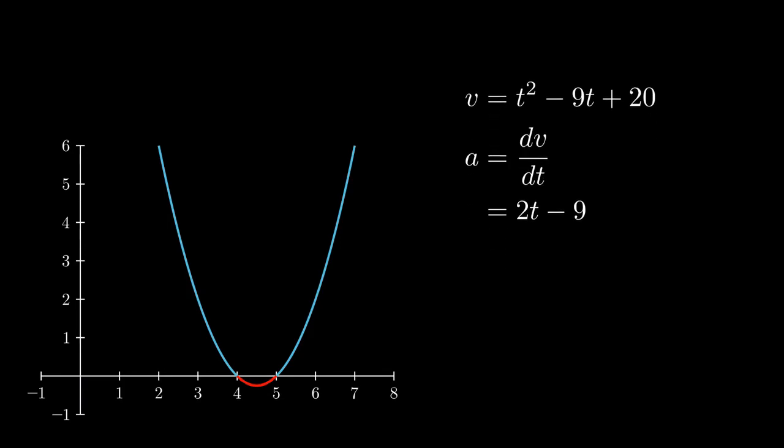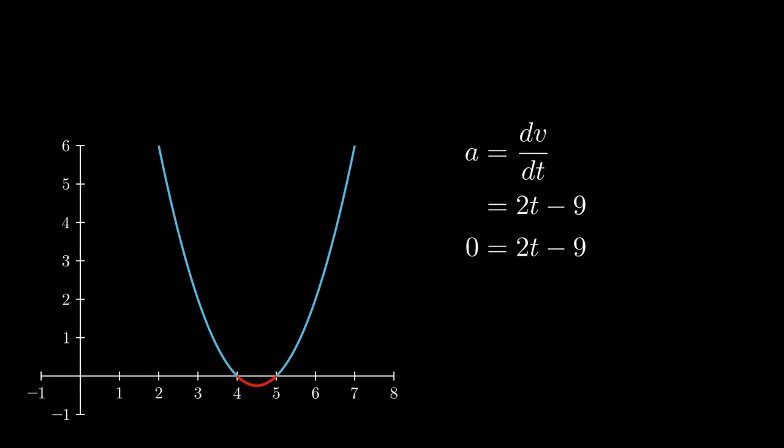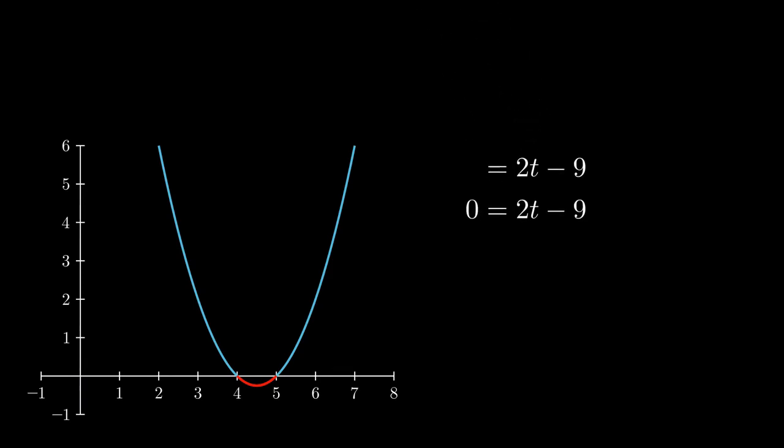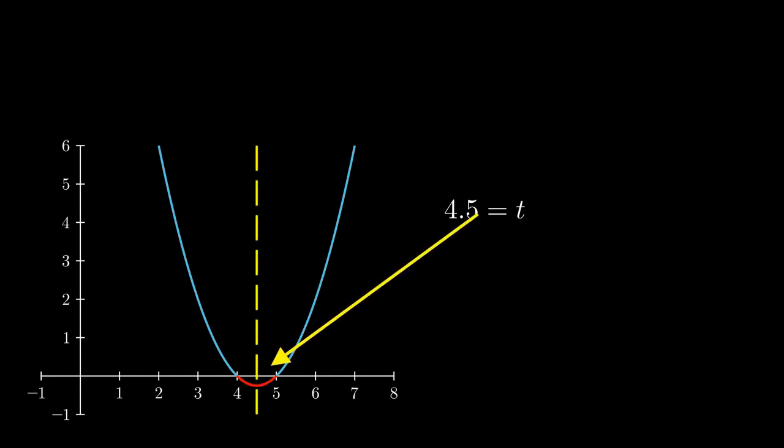We set it to 0. Yeah, simple one to solve. Add 9. Divide by 2. T is 4.5. Okay. Now you could have done it without the derivative if you recognize that by symmetry, you have that line of symmetry. It's going to pass through the minimum point, which is where the acceleration is 0. So that's halfway between 4 and 5.